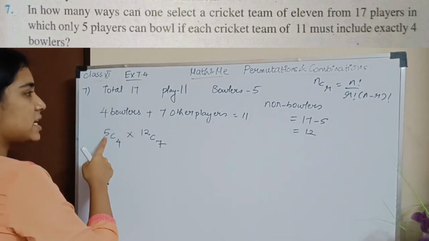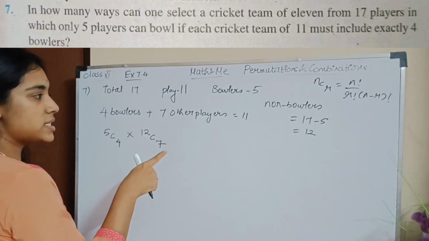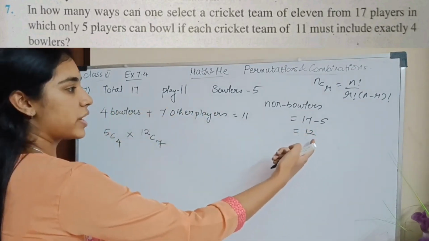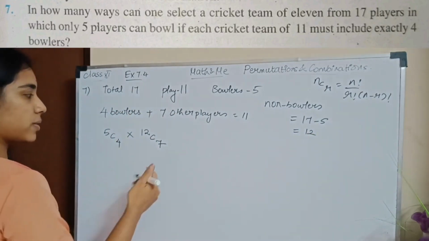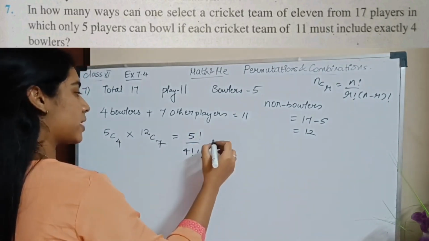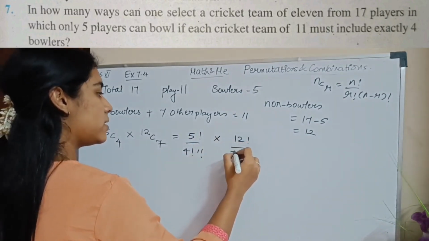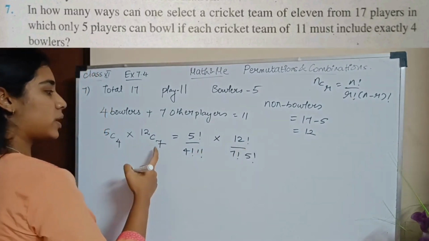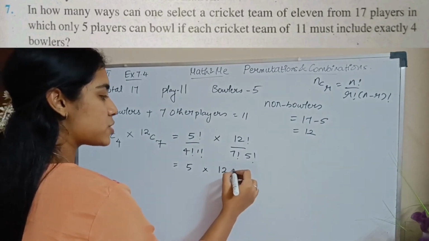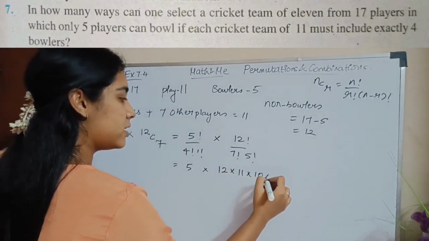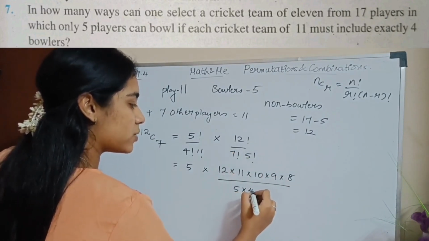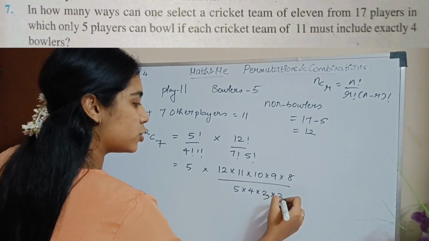Total 17 players. 5 are bowlers. I need to choose 4 bowlers, and 7 other players, non-bowlers. How many are there? 17 minus 5 is 12 non-bowlers. So I can choose from them. What is 5C4? 5 factorial over 4 factorial times 1 factorial, times 12 factorial over 7 factorial times 5 factorial, since 12 minus 7 is 5. So I'll have 5 times, 4 factorial cancels, times 12, 11, 10, 9, 8, with 7 factorial cancelling, divided by 5 factorial, which is 5, 4, 3, 2, 1.